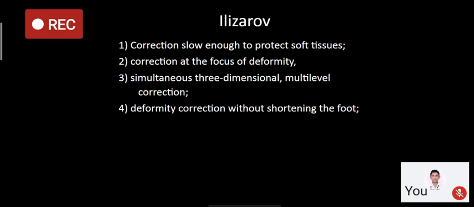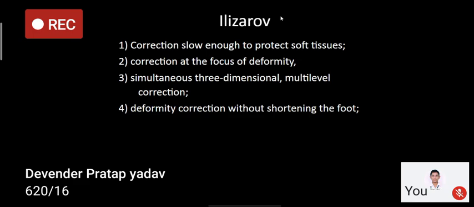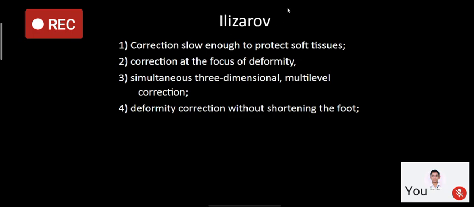Another important method is Ilizarov. Ilizarov is a Russian, Gavriil Ilizarov, Russian scientist, Russian orthopedician, who developed this technique, and the correction is slow enough to protect the soft tissues. This is slow, gradual correction. The bones behave as viscous gel under the traction, and correction is there at the focus of the deformity, and simultaneous correction of all the 3 dimensions, multi-level correction can be done, and deformity correction can be without shortening of the foot. Usually, once we correct bony deformities, there is shortening of the foot. So we can go for correction without shortening of it.